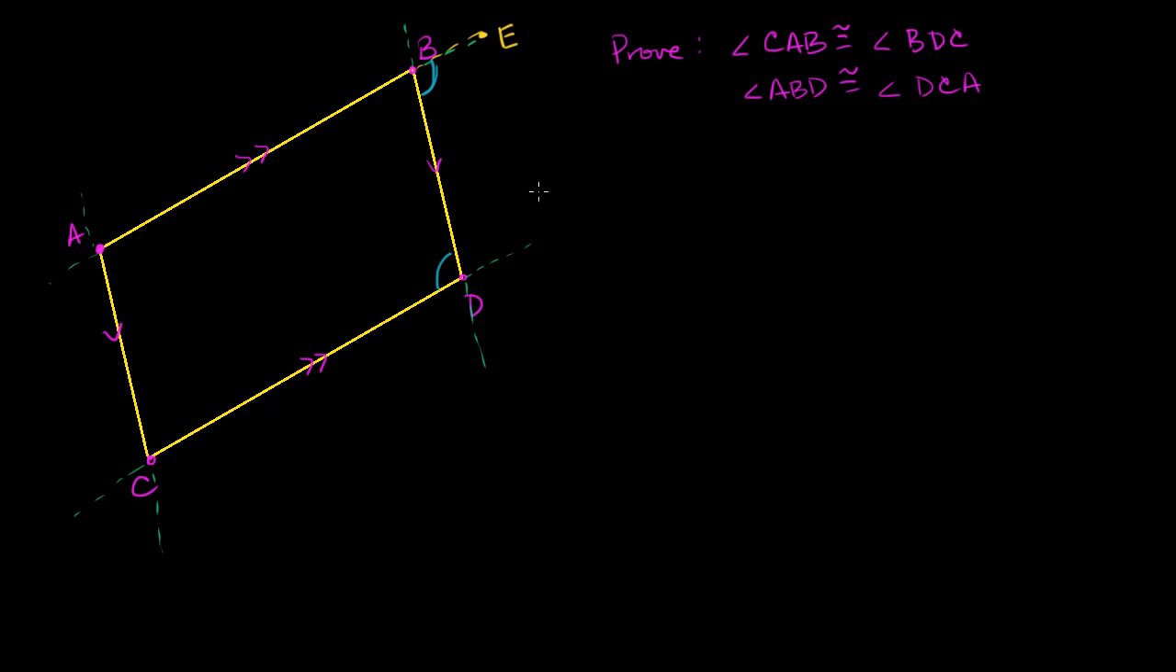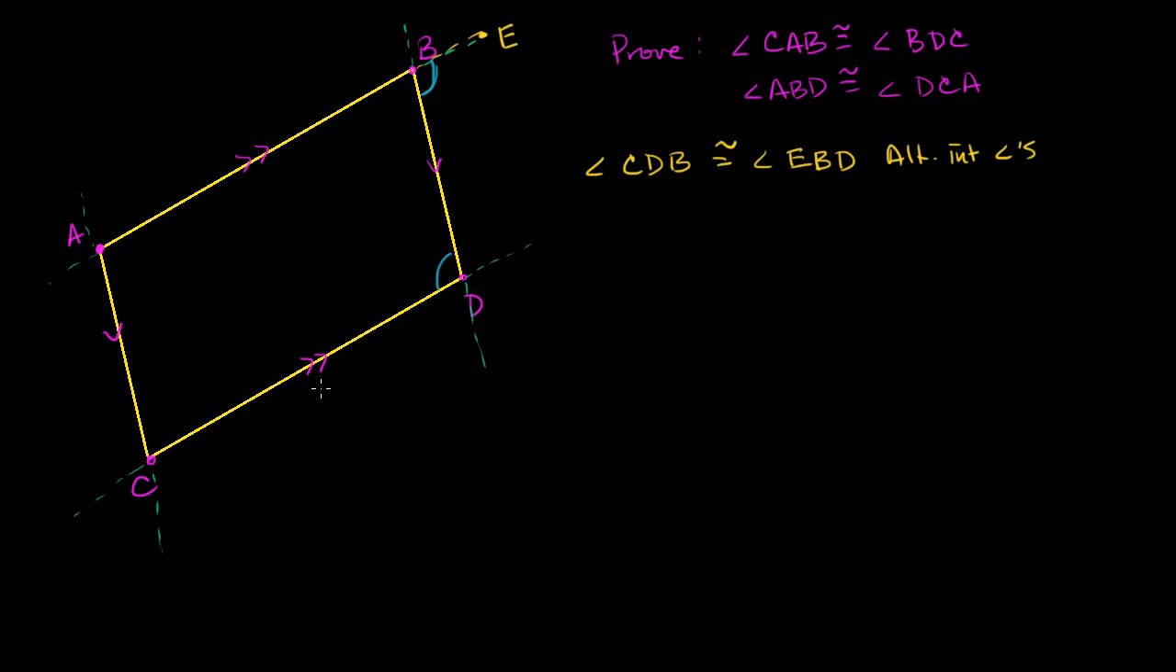So I could say angle CDB is congruent to angle EBD, by alternate interior angles. This is a transversal. These two lines are parallel. AB or AE is parallel to CD.